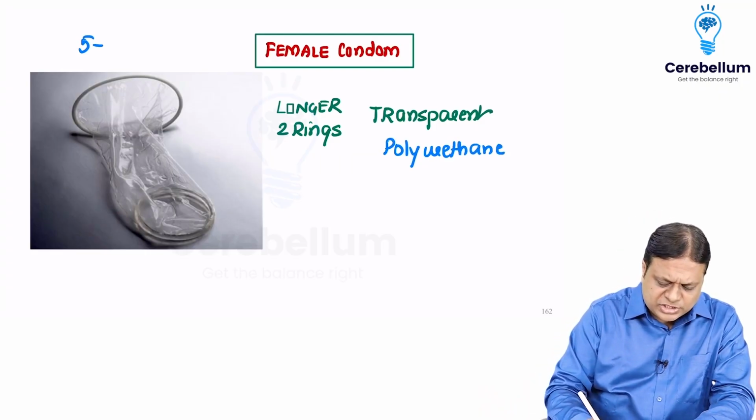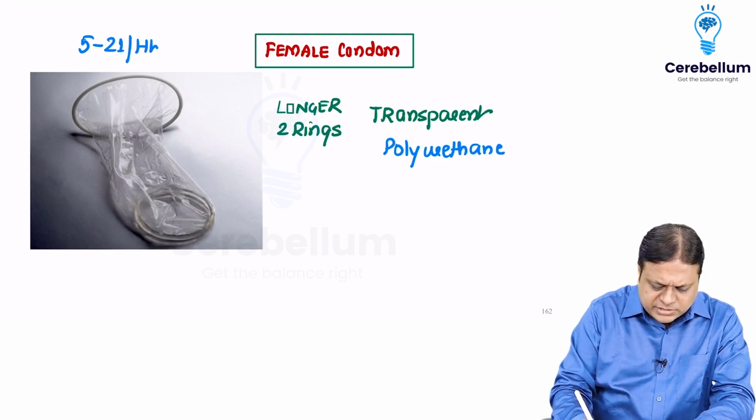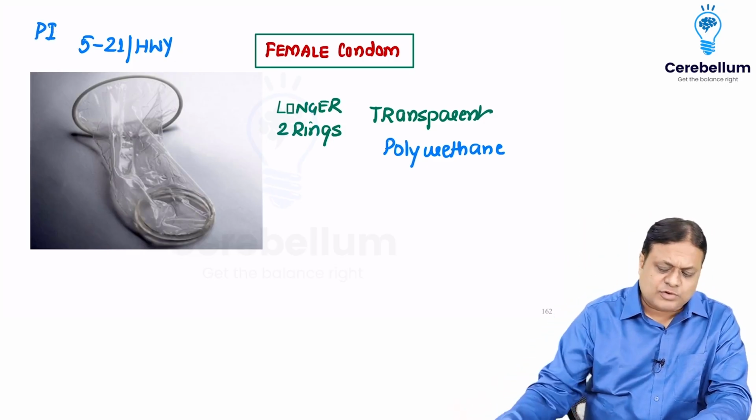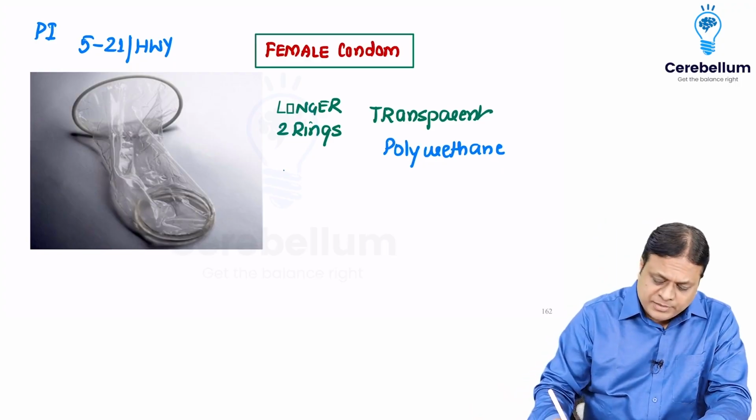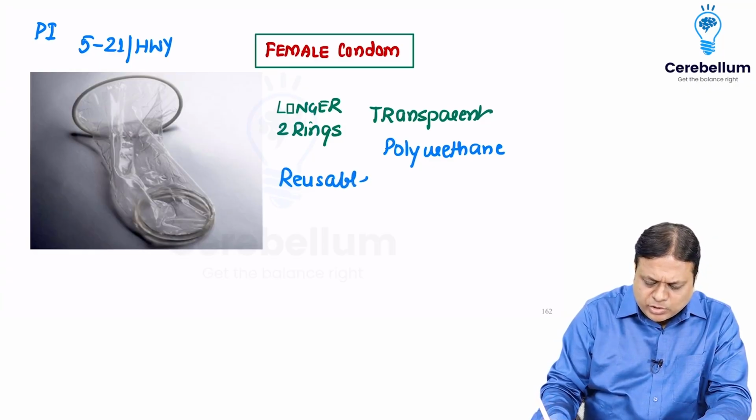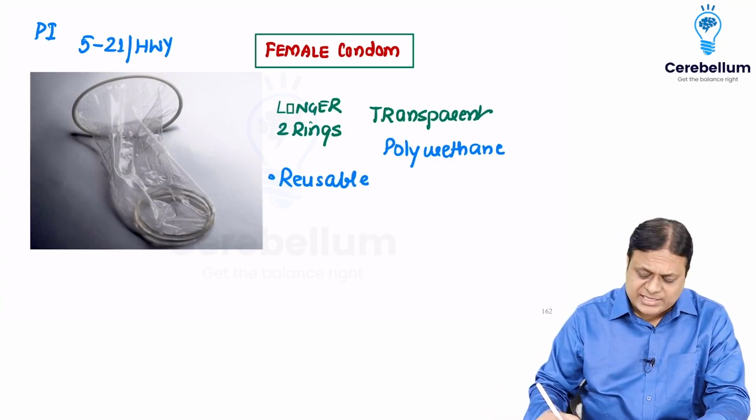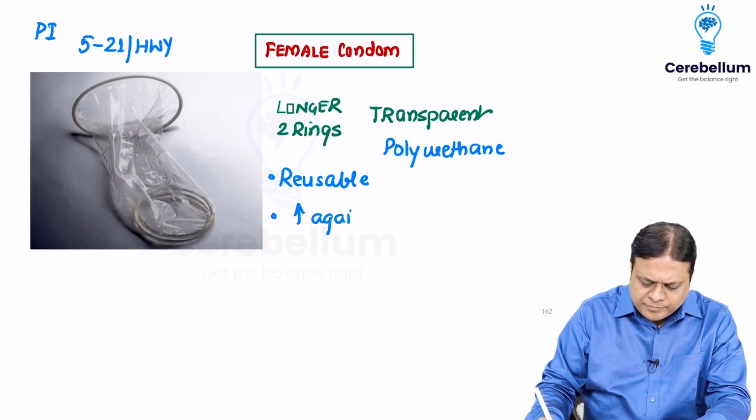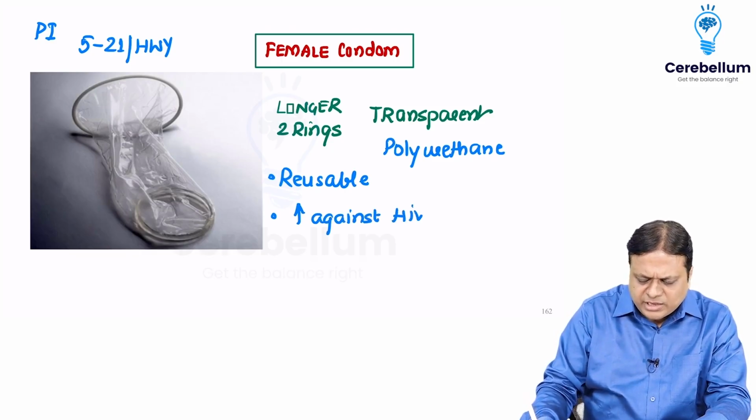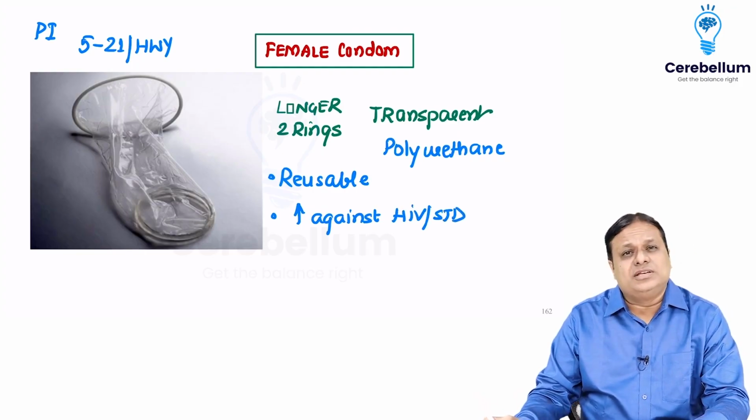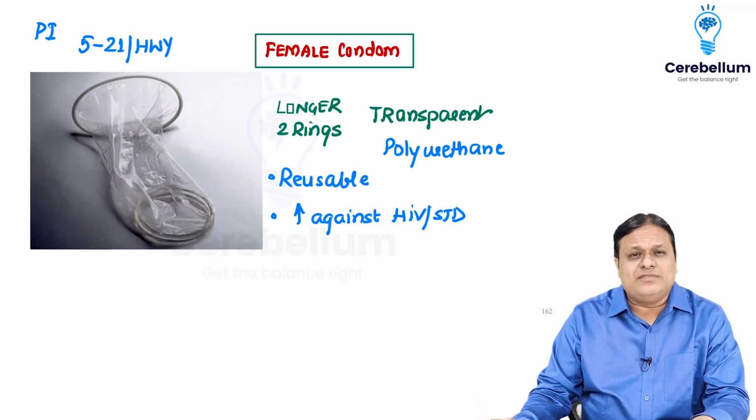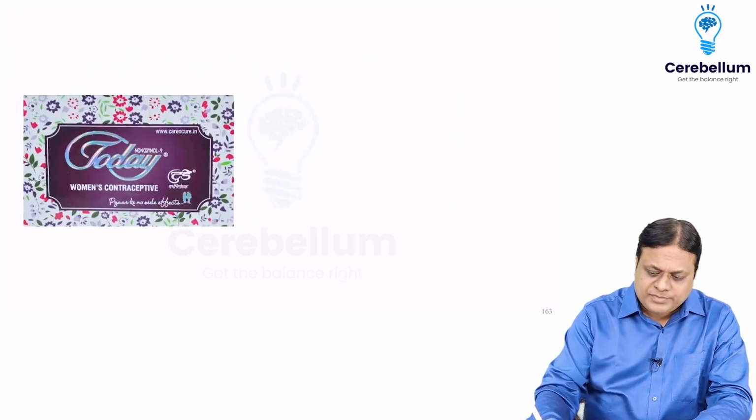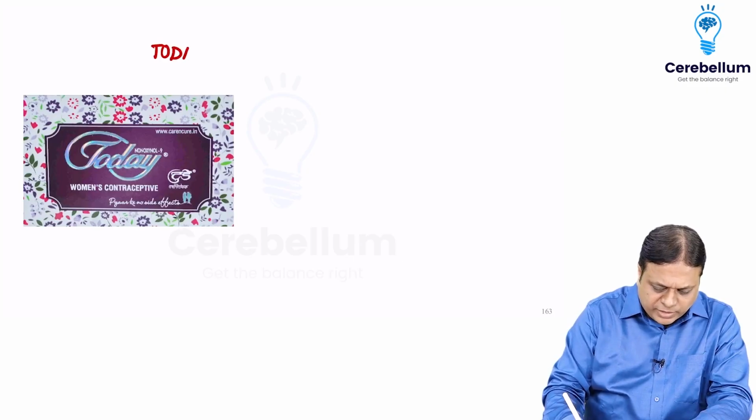Difficult technique of insertion, repeated practice to be taught by physician, makes it a higher failure rate, a Pearl index of 5 to 21 per 100 women years. It is a reusable contraceptive, and yes, it gives a much higher degree of protection against HIV and STD transmission. This is a non-conventional contraceptive to be inserted 2 hours prior to intercourse, should not be removed for 2 hours later. This is contraceptive Today.